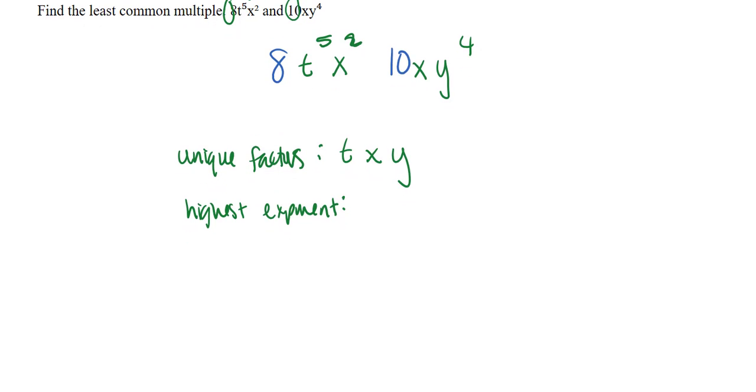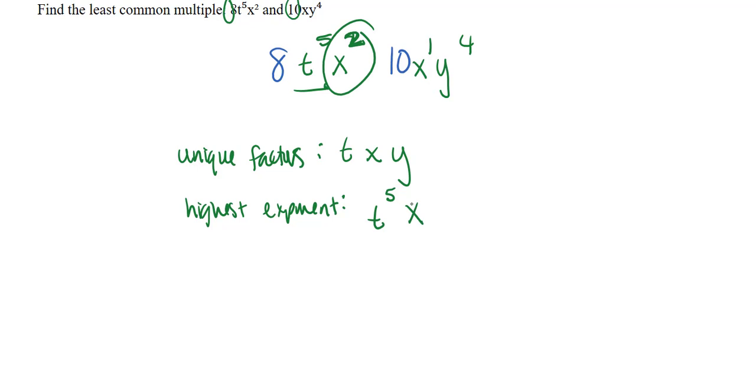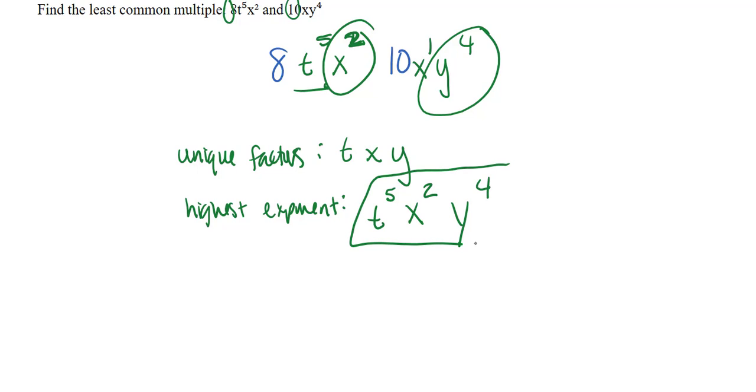Now, the highest exponent, we're going to take that one. When we look at this, the first thing is t. The second term doesn't even have t, so we're just going to take this one. So it's t to the fifth. Then we go on to x. This is x squared, this is x to the first, so we're going to take x squared. Then we look at y. Only this one has a y, so we're going to take that one. So our variables are going to be t to the fifth, x squared, and y to the fourth.